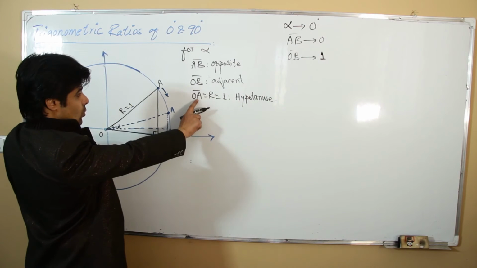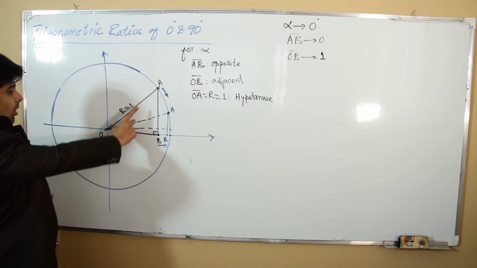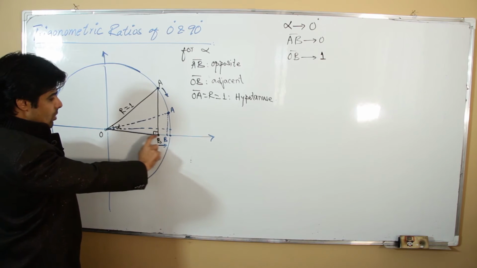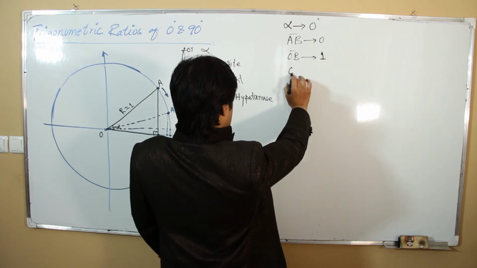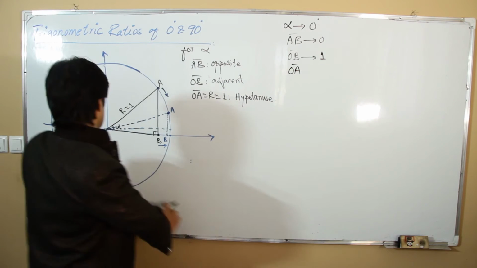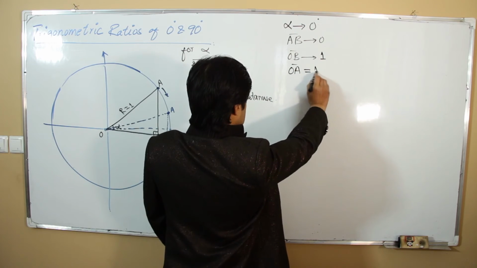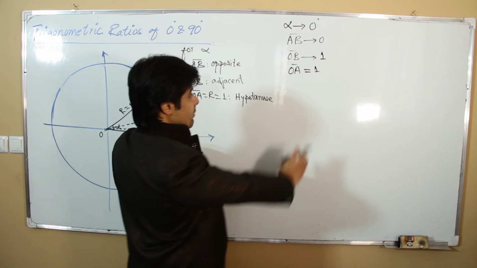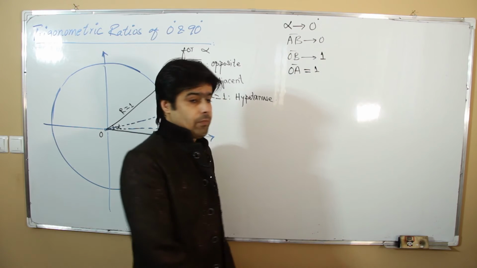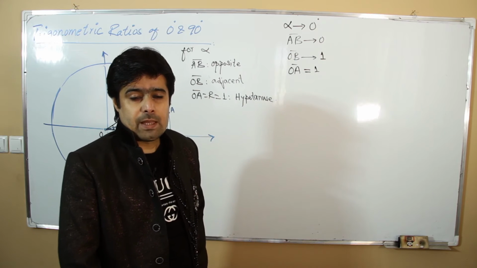Now, what about OA, which is adjacent, or R? This is your R, this one is also R, this one is also R. So OA, which is the hypotenuse, remains the same, and that one is 1. Now you know the value of the opposite side, the adjacent, and the hypotenuse. So you are able to define the trigonometric ratios for 0 degree.